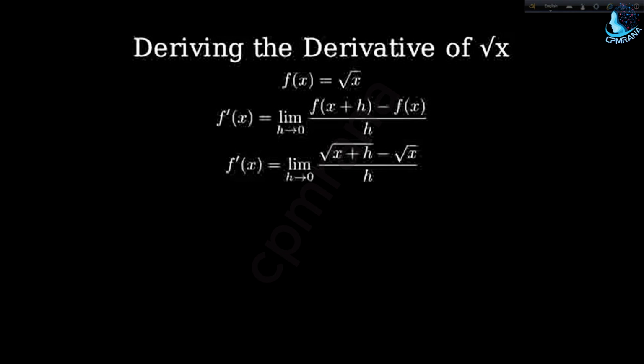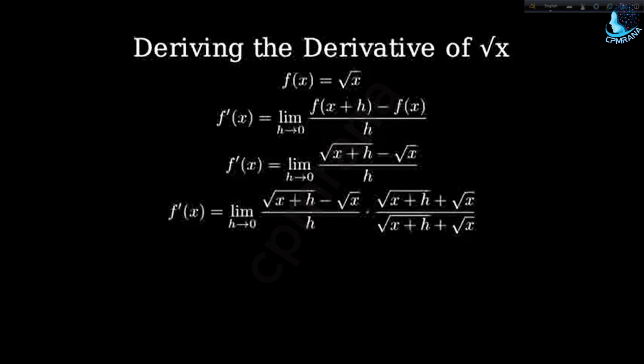This is where it gets tricky. We need to rationalize the numerator to eliminate the square root in the denominator. We'll multiply both numerator and denominator by the conjugate of the numerator, square root of x plus h plus square root of x. Let's simplify the numerator.